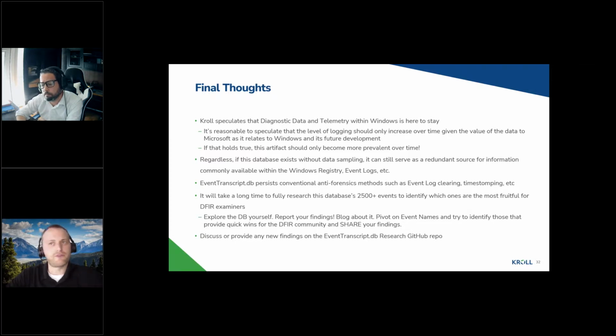And like I said, we've found over 2,500 events, so it's going to take a while to figure out which ones are useful or not. I do have a full list of all the ones that I found so far on my GitHub, but I strongly recommend you explore it yourself, report your findings, blog about it. I can almost guarantee whatever you find, you're probably going to be the first person to find that at this point. So pivot on the event names like I talked about, try to find those quick wins for us, share your findings. And if you ever want to discuss anything, go ahead and do it on the EventTranscript.db research GitHub repo.